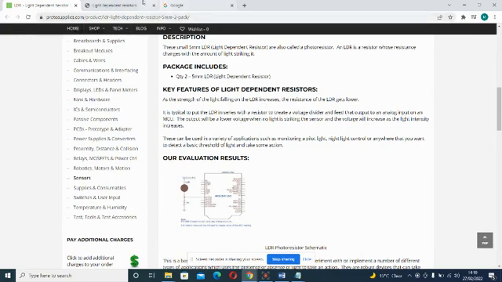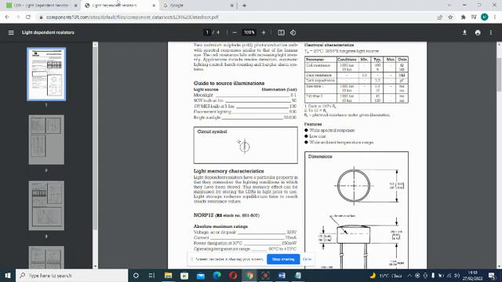Coming on to the data sheet, the two cadmium sulfide photoconductive cells with spectral response similar to that of the human eye. The cell resistance falls with increasing light intensity. Applications include smoke detection, automatic light control, batch counting, and burglar alarm system.